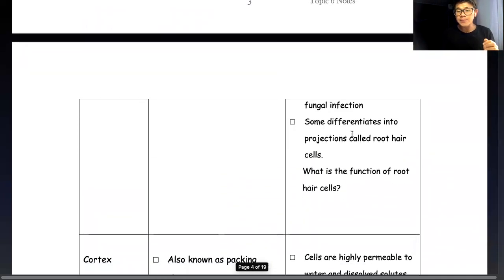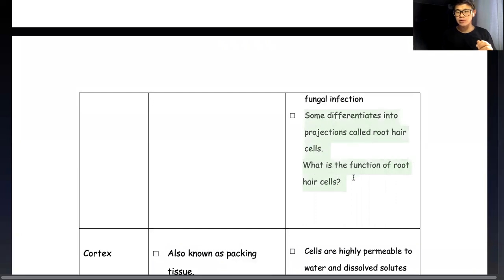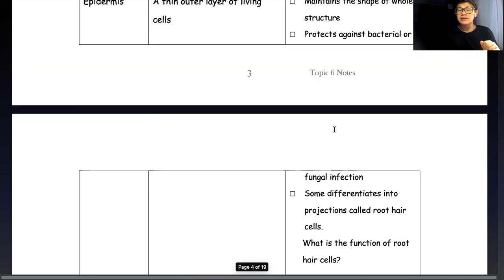So number three, this is the important bit as well. Some differentiate into projections, what we call root hair cells. This is the one that we looked at before in your first topic. Setengah daripada sel-sel epidermis itu, ia akan differentiate, ada projection, ada the hair-like structure, which is what we call the root hair cells. You should know this.